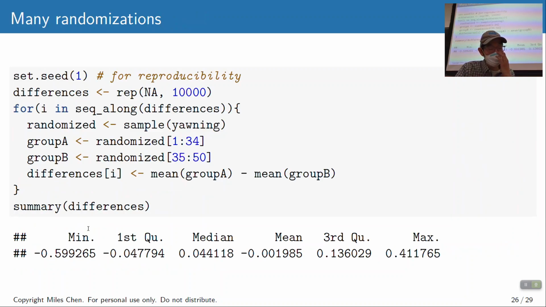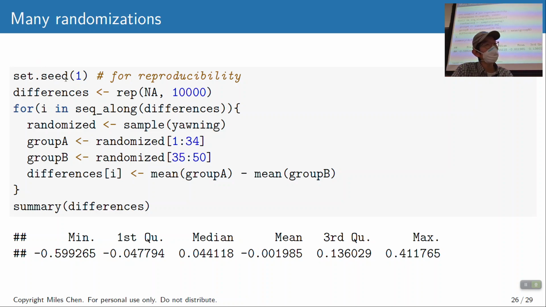And so this is going to be my primary randomization test. I do set seed 1. I'm going to repeat this 10,000 times, so I'm going to have 10,000 differences that I'm going to calculate. In each iteration, I do for i in seq_along differences, every time I'm going to shuffle that vector yawning, and then put the first 34 into group A. I'm going to put the remaining 16 into group B, and then we're going to calculate the difference between the proportion in group A and the proportion in group B, and keep track of all of these differences. Okay. I've set the seed for reproducibility.